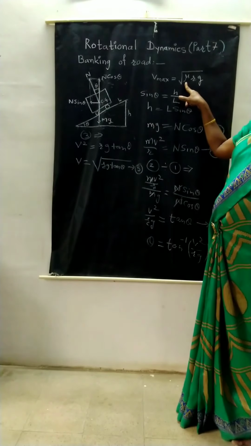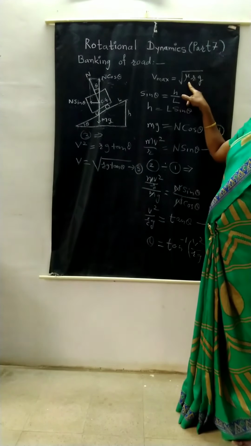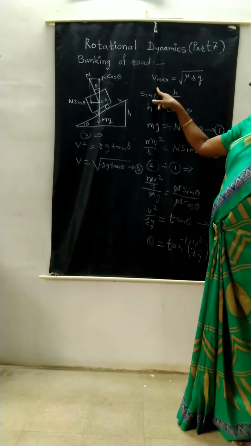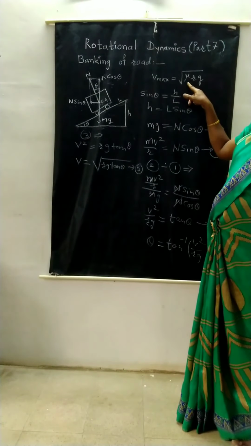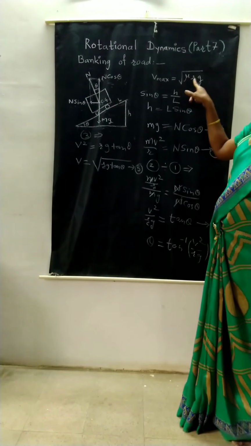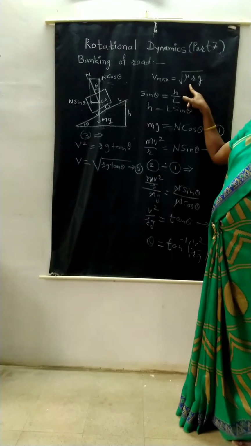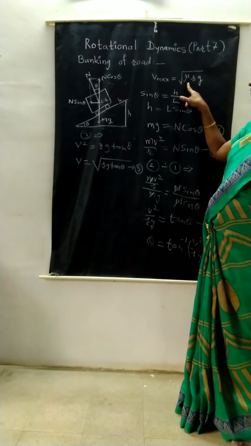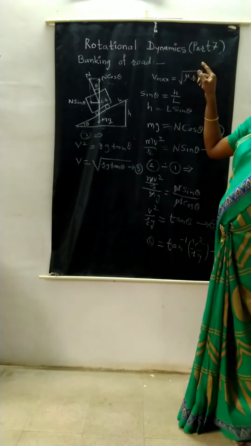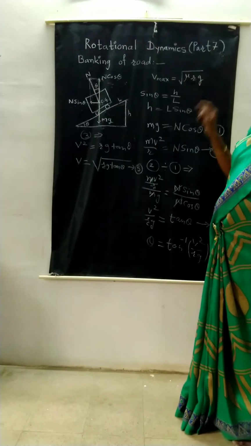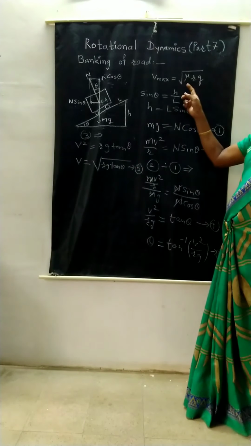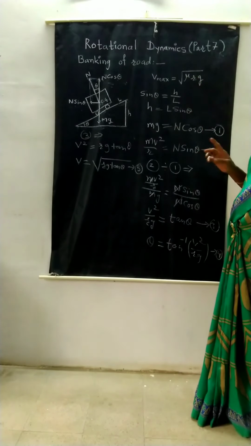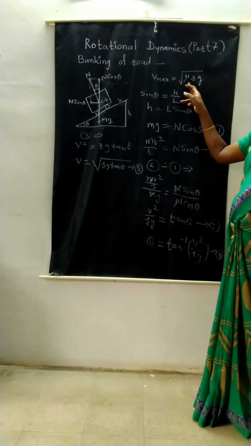Mu is coefficient of static friction. If we increase mu, then the velocity can be increased. But for increasing mu, we have to make the road surface rough. If the road surface is made rough, then it causes wear and tear of the tires of the vehicle. Therefore, we cannot increase this mu much. There is a limit up to which mu can be increased.